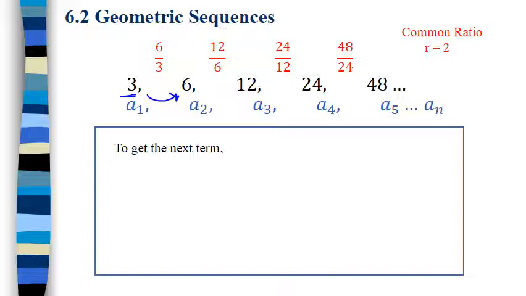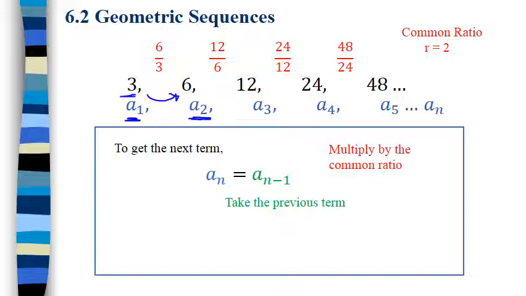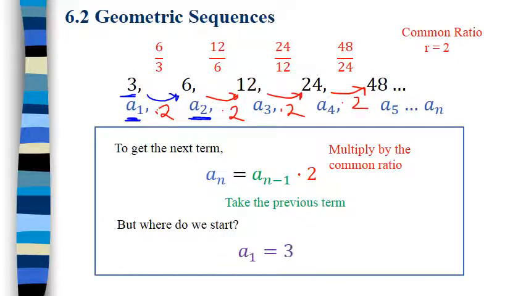So by that definition, to get to the next term, we're going to multiply by the common ratio. So to get a sub 2, we take the previous term, which is a sub 1, and multiply it by 2, the common ratio. So we're going to take each one and multiply by 2. But we need to know where to start, right? Because we can't just start multiplying nothing by 2. That won't get us anywhere. So we always have to know our starting point, a sub 1. So in this case, a sub 1 equals 3, because that's our starting place.